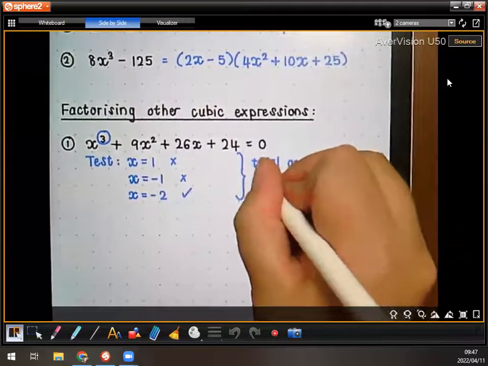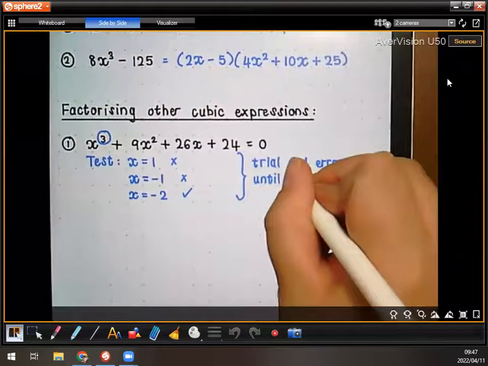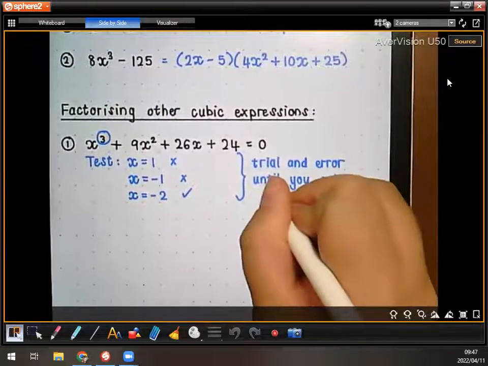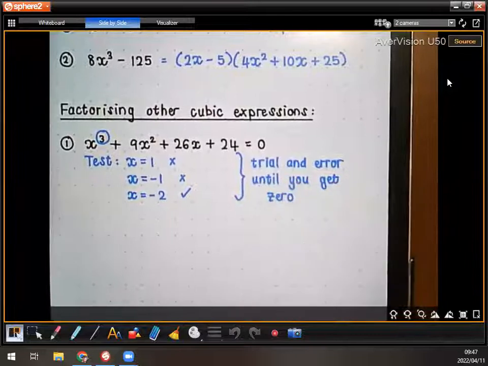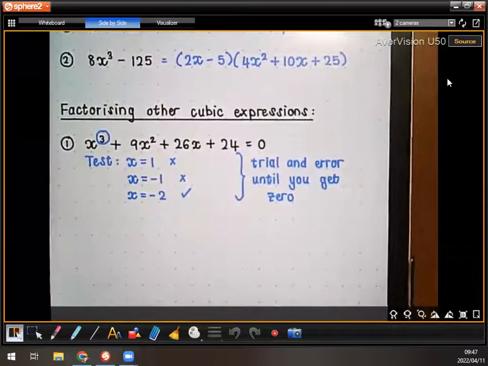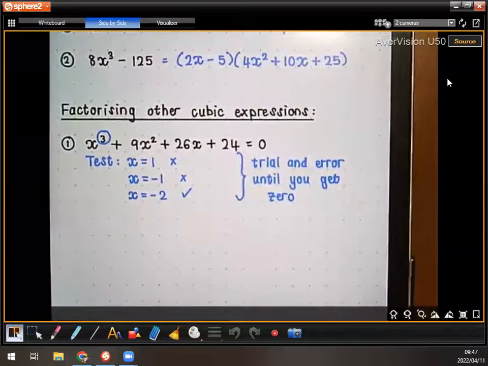Trial and error until you get 0. So guys, the first value of x, the first answer for x here that works, that makes the equation true, that makes the equation equal to 0 is -2.